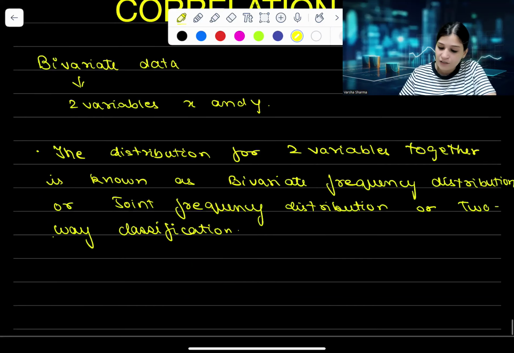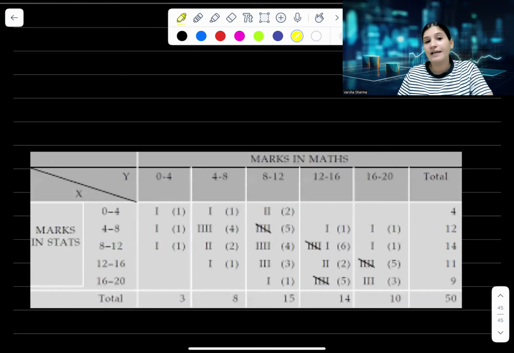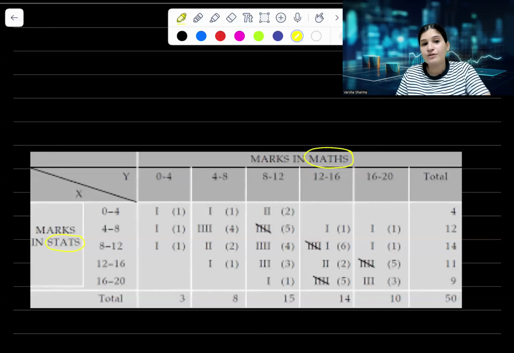So how will the data look? It's going to look like this. This is bivariate data where we can see marks in maths as well as in statistics in the same table. In the same table, you can see marks of the maths subject as well as the statistics subject.